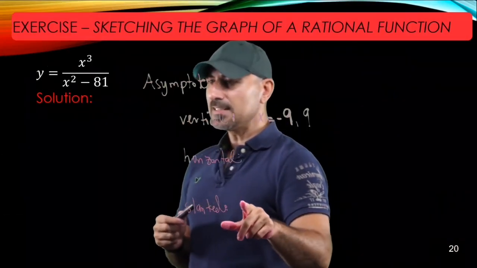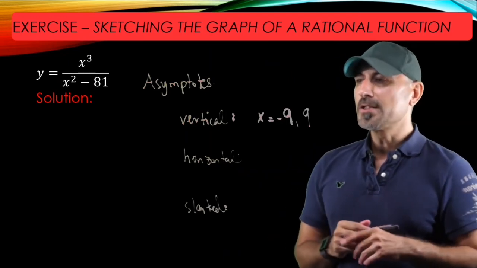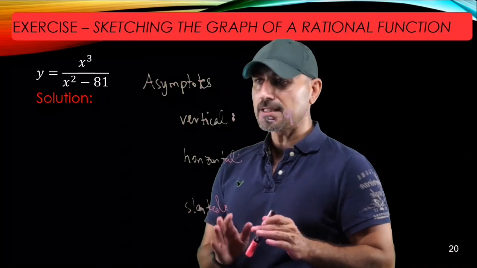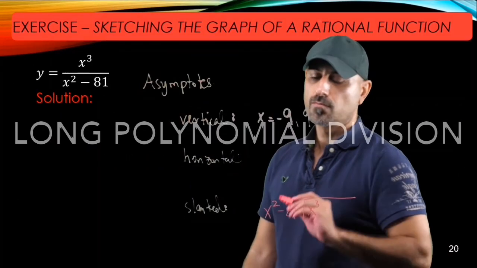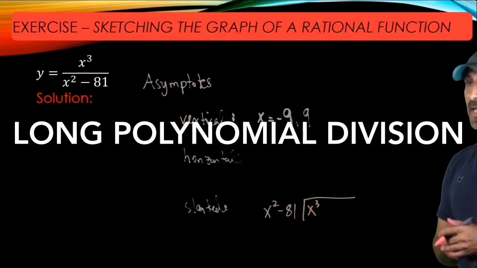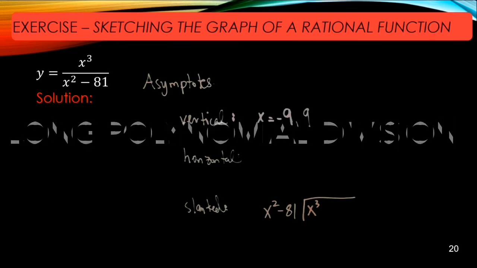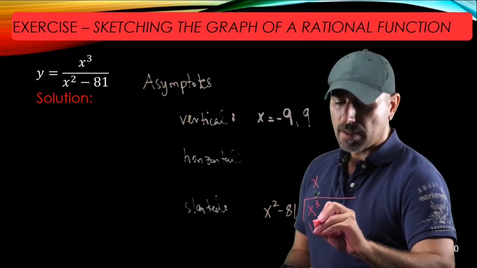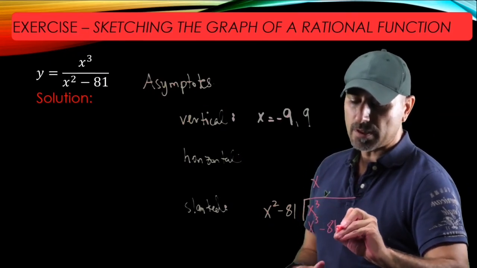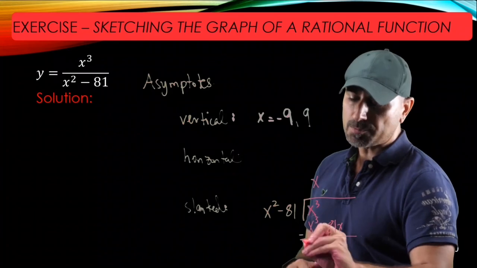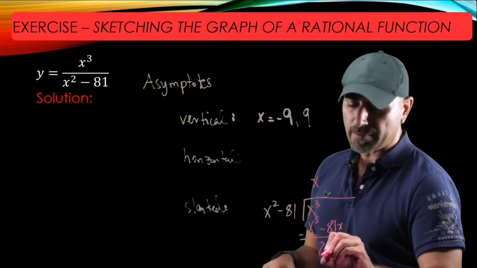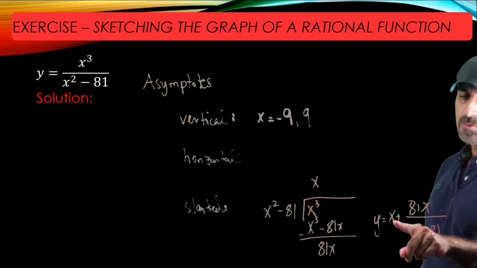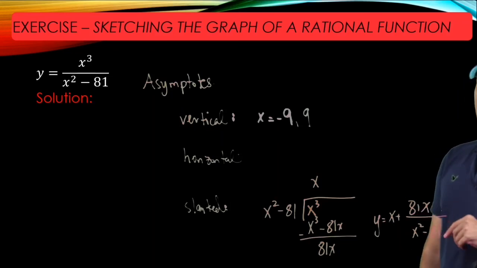For slanted asymptotes, we're going to do a long polynomial division. Let me just explain that to you. I'm going to divide x cubed by x squared minus 81. I'm going to put an x here. So this becomes x cubed minus 81x. Do the subtraction, the x cubed terms cancel, and you have 81x. y can be written as x plus 81x divided by x squared minus 81.